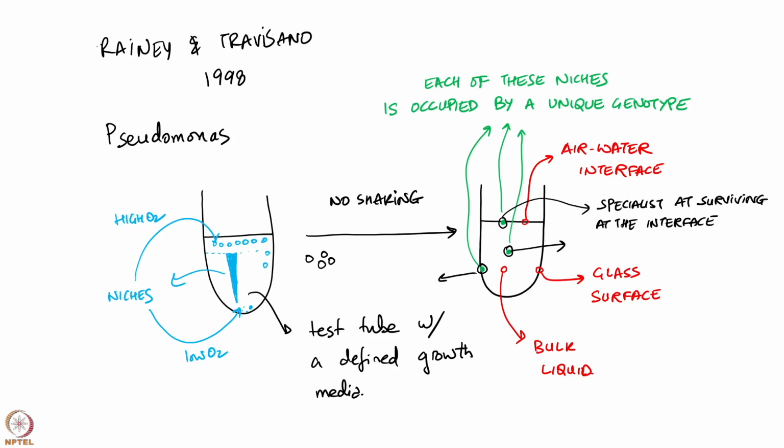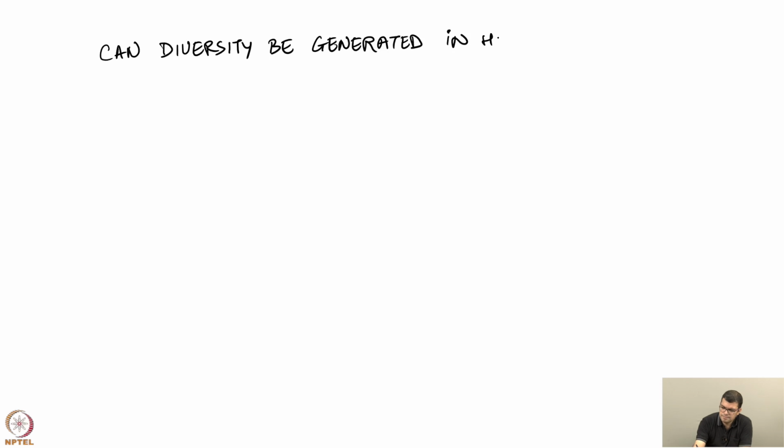population. So, the question that we ask for the next paper we discuss is, can diversity be generated in spatially homogeneous environments?